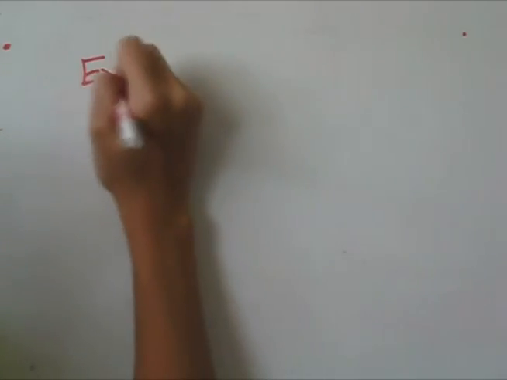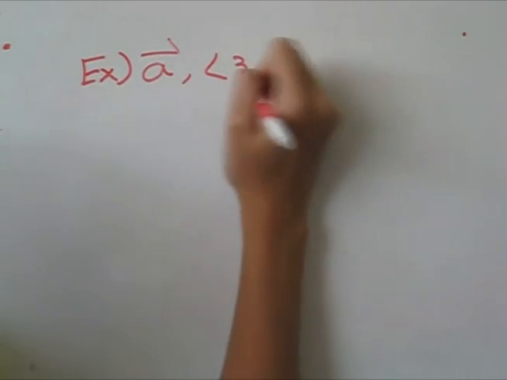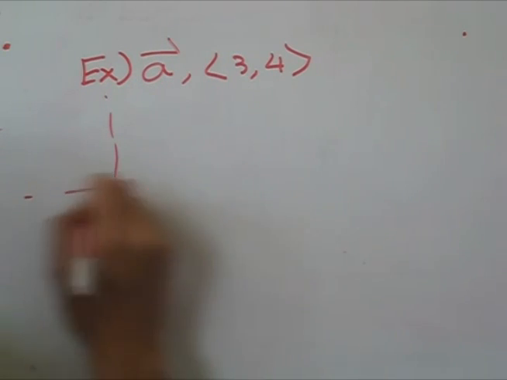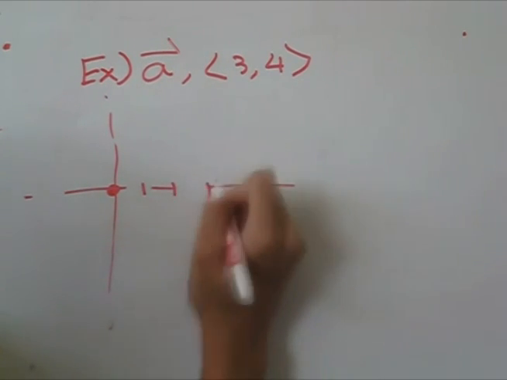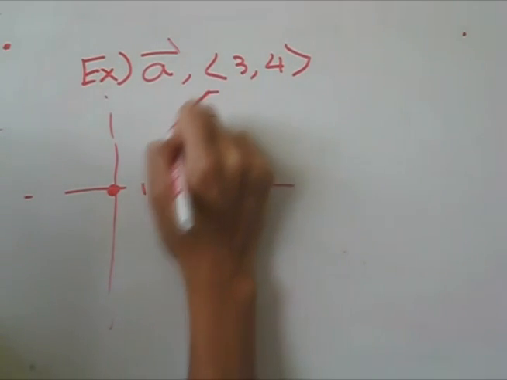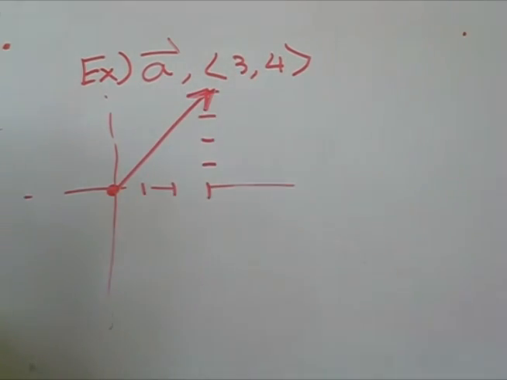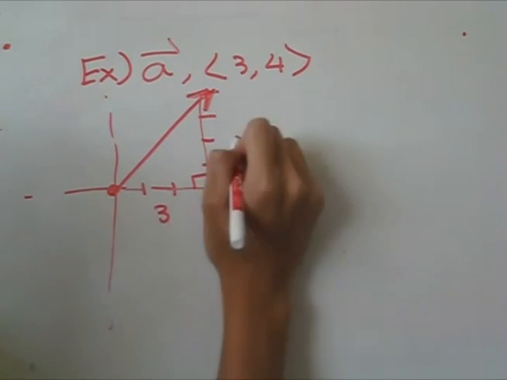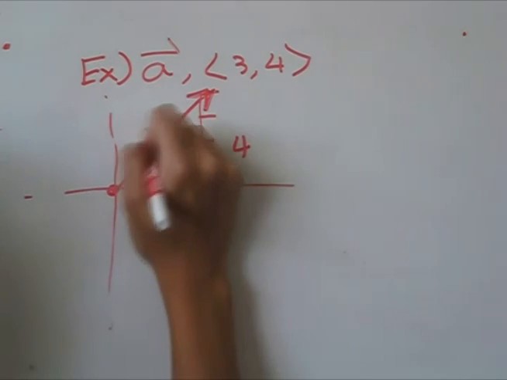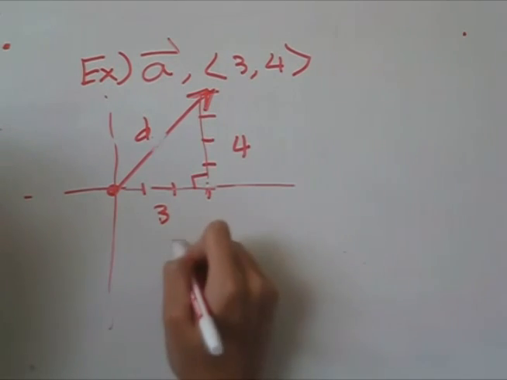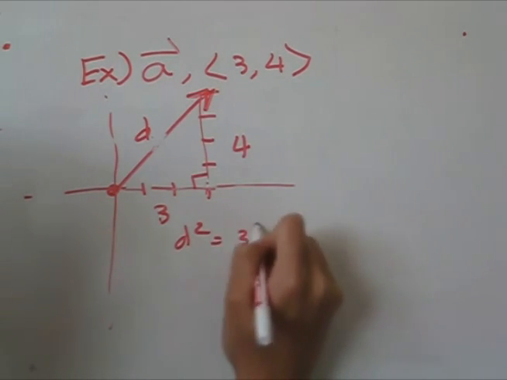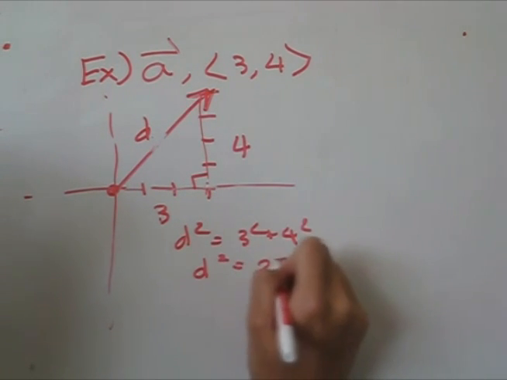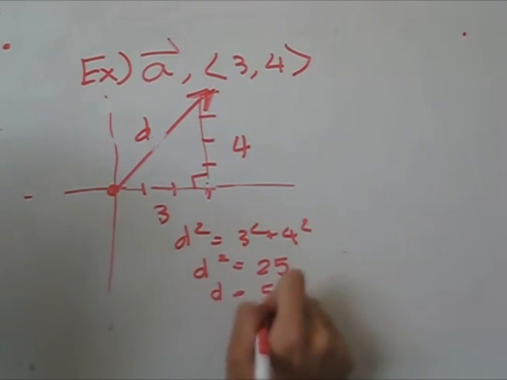So for this example, we are given a vector with a component of 3, 4. Let's find the magnitude and direction. First, we must draw the vector. You know that we go 3 to the right and 4 up. Now you have your vector. This vector also forms a right triangle with legs of 3 and 4. To find d, the magnitude, we can use the Pythagorean theorem. d squared equals 3 squared plus 4 squared. d squared equals 25. d, the magnitude, is 5.